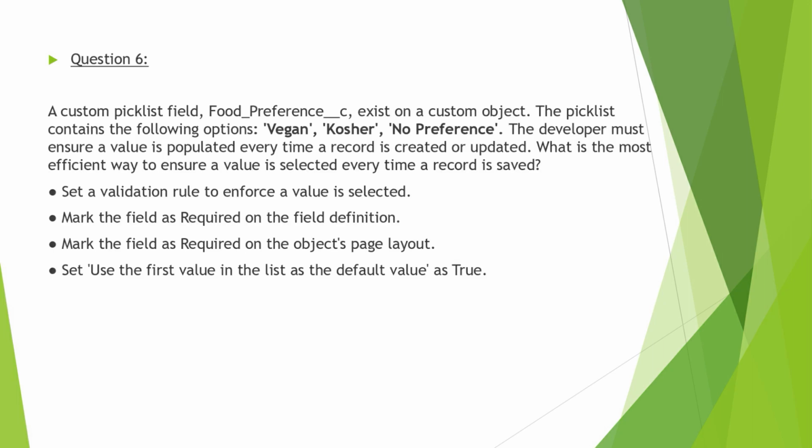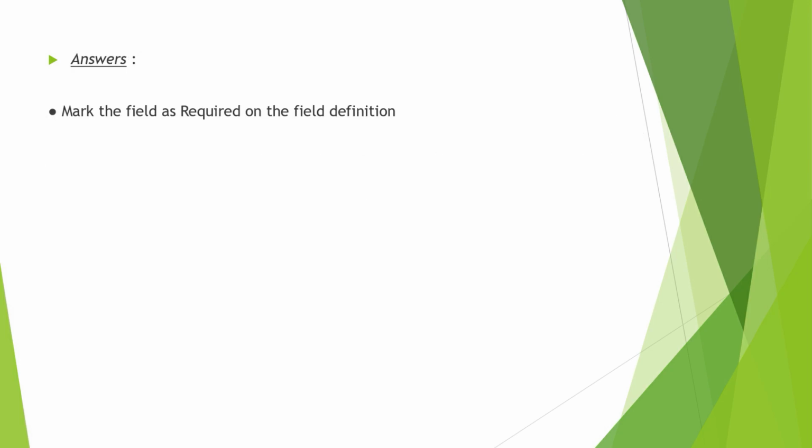A custom picklist field, Food_Preference__c, exists on a custom object. The picklist contains the following options: vegan, kosher, no preference. The developer must ensure a value is populated every time a record is created or updated. What is the most efficient way to ensure a value is selected every time a record is saved?